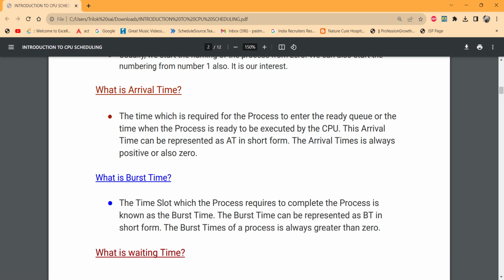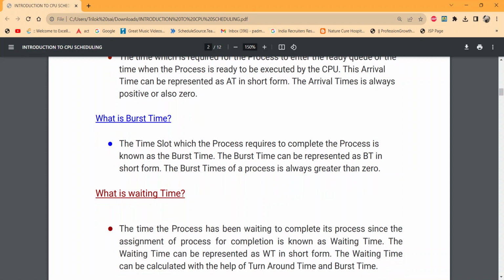Now coming to the heading, what is burst time? Burst time is nothing but the time slot which the process requires to complete is known as burst time. The burst time can be represented as BT in short form. The burst time of a process is always greater than zero. Burst time is the time that is required for the process to complete its execution on the CPU.